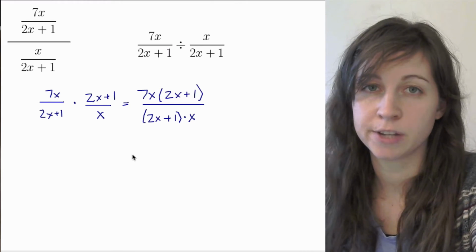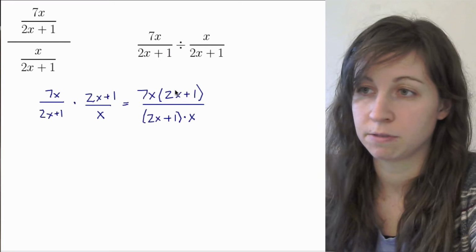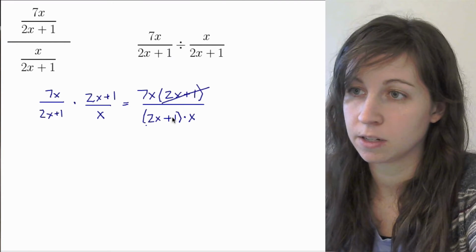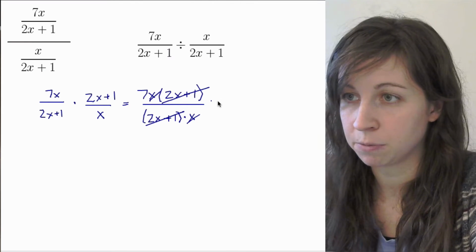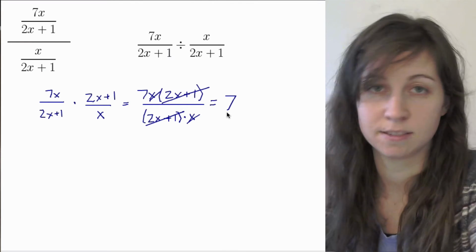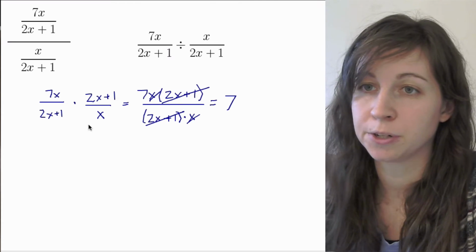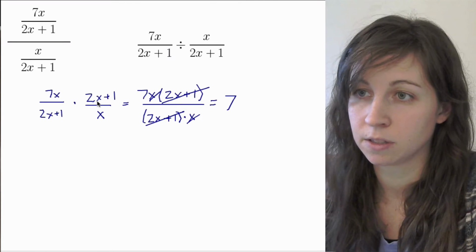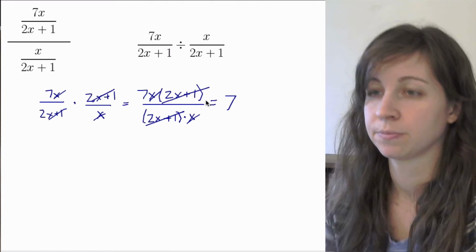At this point, we can look at it, we can see if we can simplify. They both have a 2x plus 1 as a factor, so we can cancel that out. They also both have an x as a factor, so we can cancel that out as well. And we're left with just 7. Easy enough, right? If you were wondering, you could also cancel out those factors earlier in the problem. So we could have canceled the 2x plus 1 and the x there. We would have gotten 7 as well.